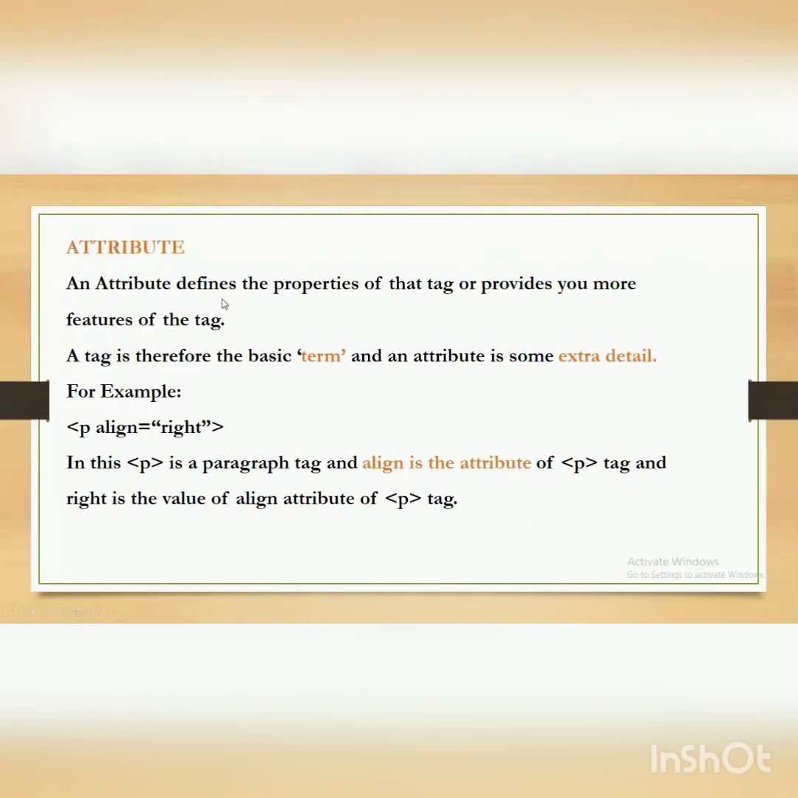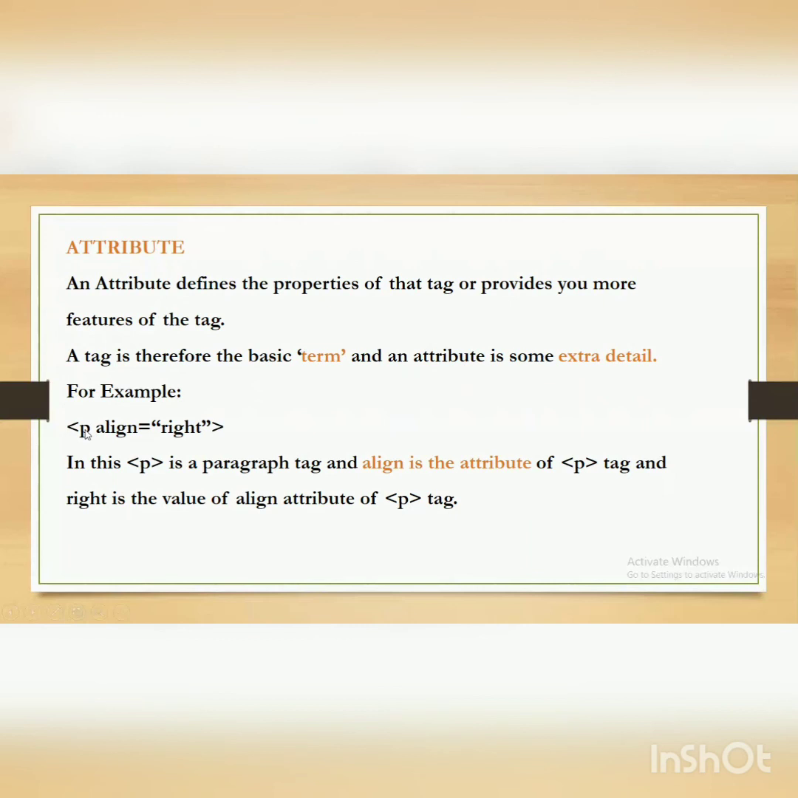An attribute basically defines the property of the tag, or we can say it provides more features of the tag. It means if we want to provide some additional feature of the tag, then we use an attribute of a particular tag. So a tag is basically the term, and an attribute is some extra detail.